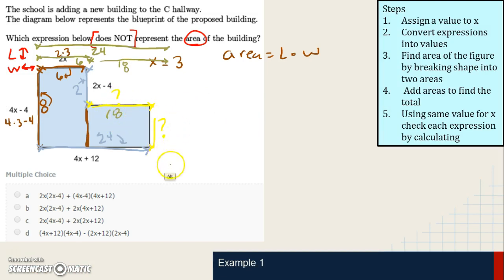And we can do the same exact thing for the length. We know from right here down to right here is this, which is 8.